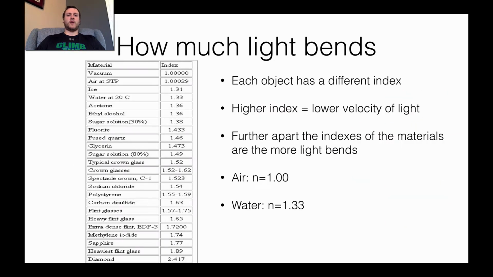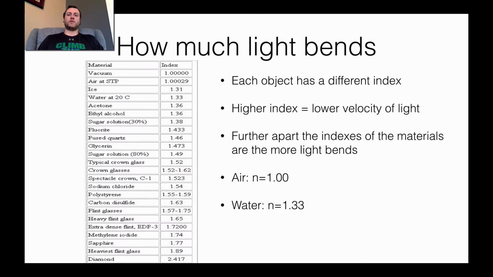Looking at the indexes of refraction here, materials are going to have some different index of refraction. I'm looking at the table here. Ice is 1.31. Water at 20 degrees Celsius is 1.33. You've got crown glass, which is 1.52, and flint glass at 1.57. You've got diamond at 2.417. Everything has a different index because light's going to travel at different speeds through different substances.